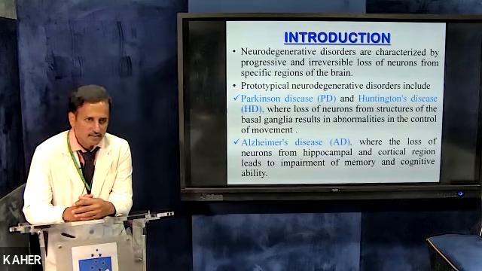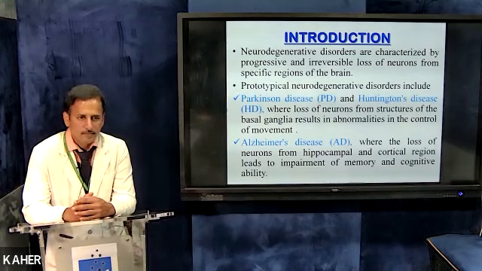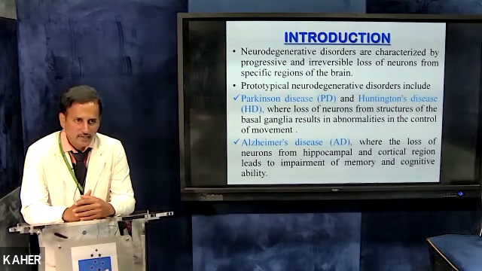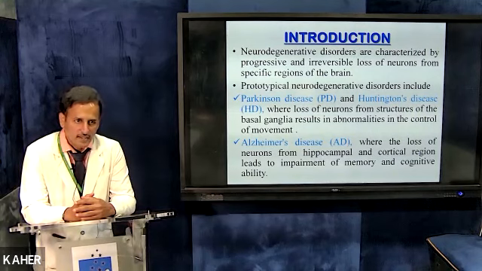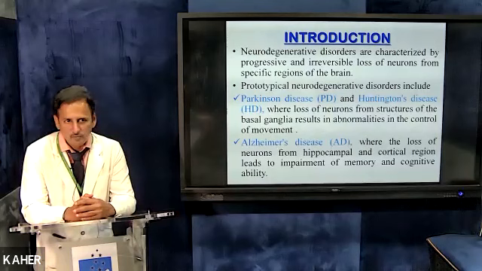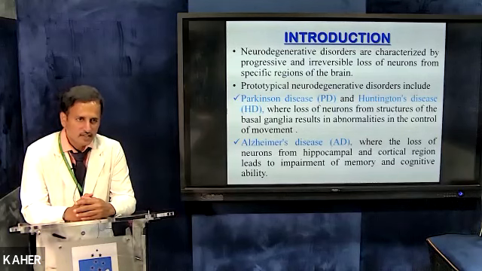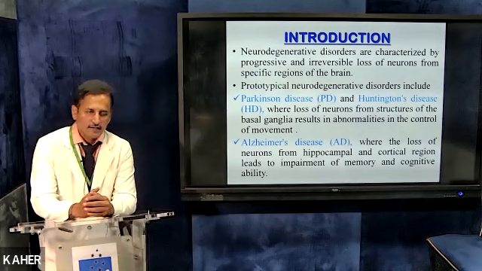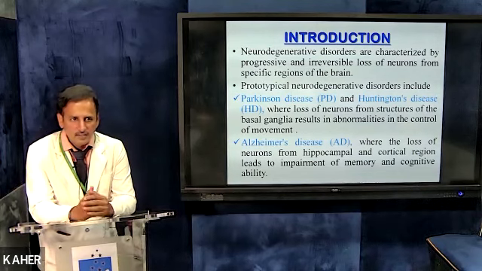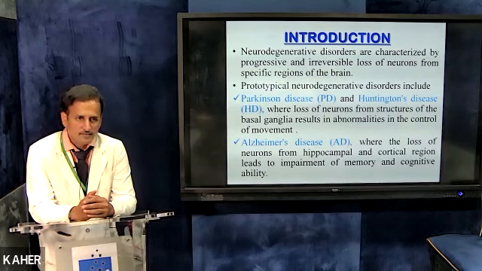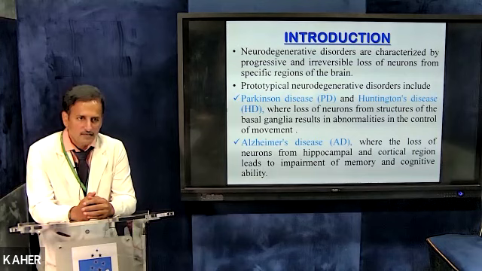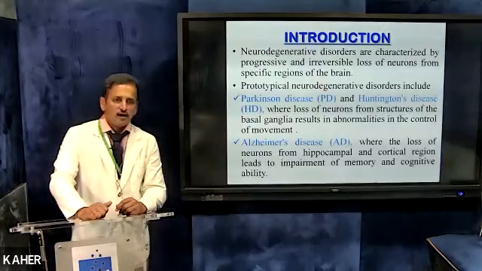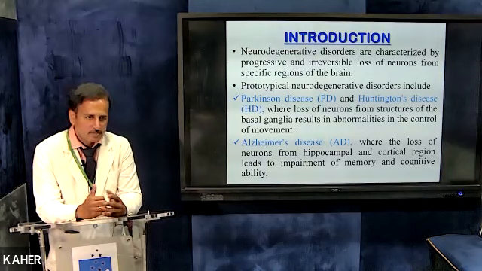Today we'll discuss only Parkinsonism disorder, but there are different degenerative disorders where the loss of neurons, usually from the basal ganglia, results in abnormal control of movement. These are Parkinsonism disorder, Huntington's disorder, and Alzheimer's disorder. These come under the category of neurodegenerative disorders. Alzheimer's is also a neurodegenerative disorder, where there is loss of neurons from the hippocampus, whereas in Parkinsonism disorder the loss of neurons is usually from the basal ganglia of the CNS. In Alzheimer's you usually get impairment of memory and cognitive abilities. These are the symptoms usually seen in the patient.